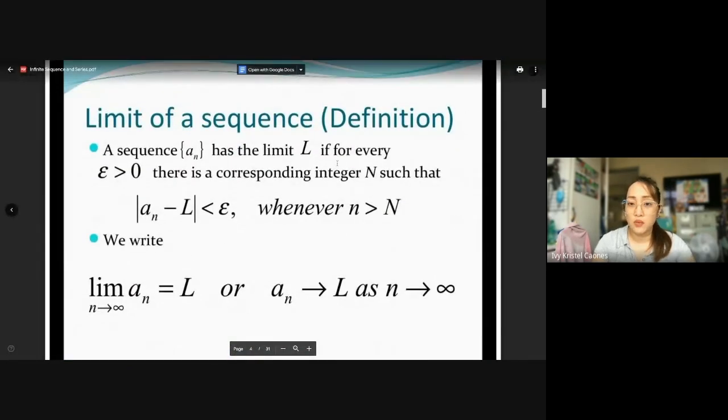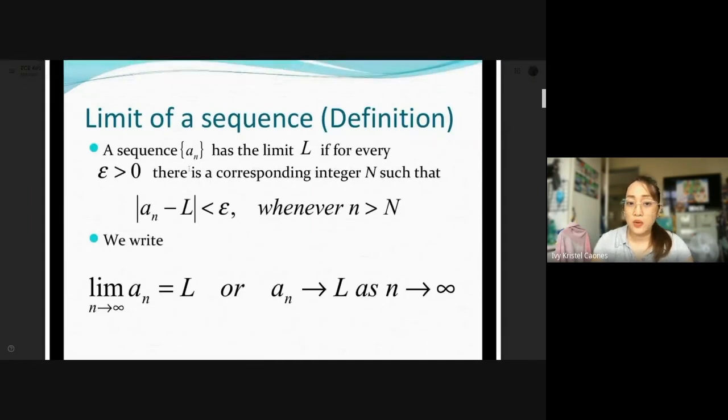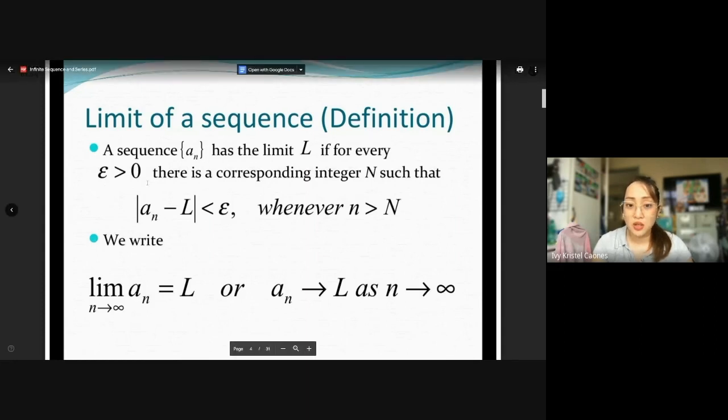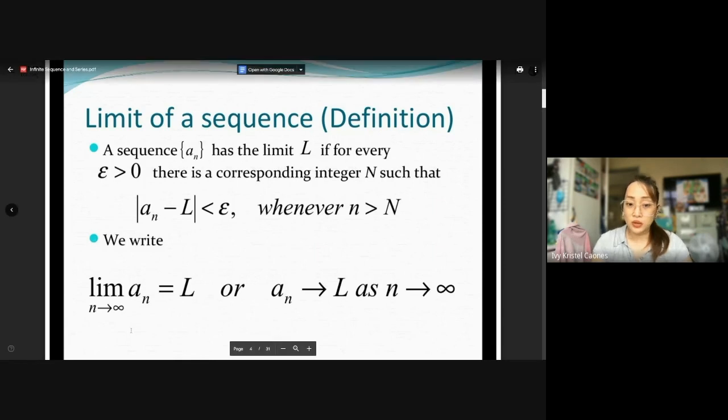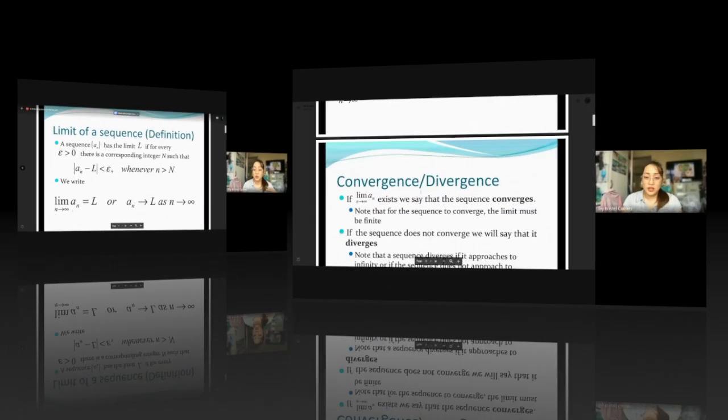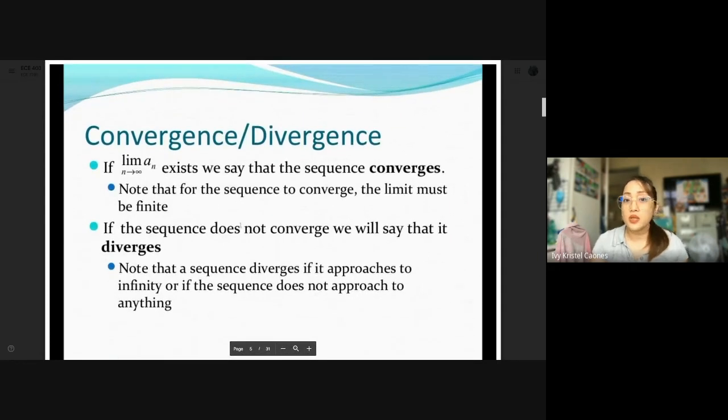A limit of a sequence, by definition: a sequence a sub n has the limit L or constant if for every epsilon greater than 0, there is a corresponding integer n such that your a sub n minus your constant will be less than that epsilon. Or like what I wrote earlier, it will be the limit of a sub n, where n approaches infinity, will be a constant. Then, a sequence can be categorized as convergent and divergent.